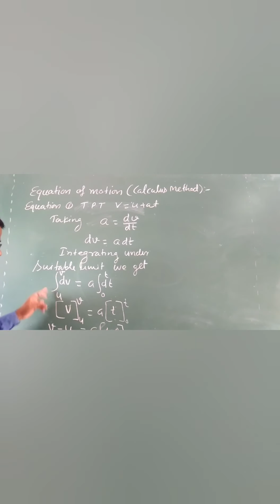So this is the symbol of integration, and this is the lower limit, this is the upper limit. A is taken outside the integration symbol because it is constant. So after integrating it, you will use it here.